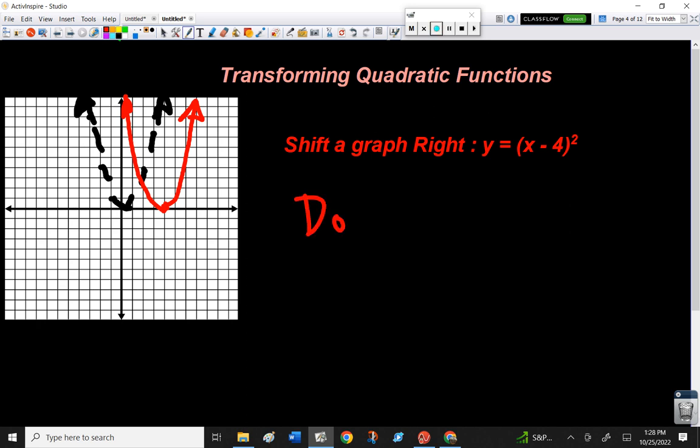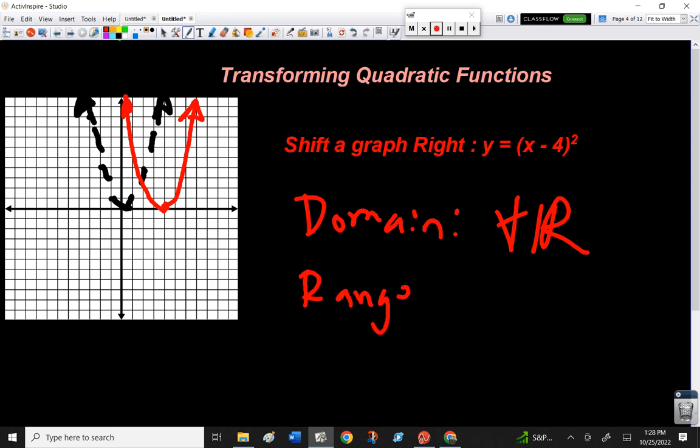The domain for this, ladies and gentlemen, is still going to be all real numbers. Notice that every quadratic has the same domain. And the range, ladies and gentlemen, is going to be y is greater than or equal to 0. Still, we didn't move it up or down, so the lowest y value is still going to be 0. All right.